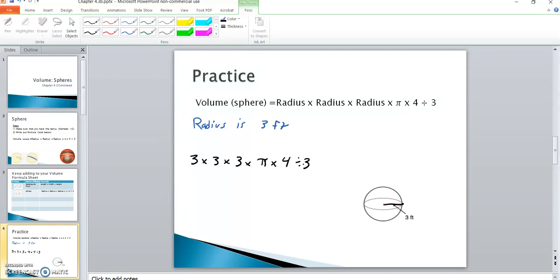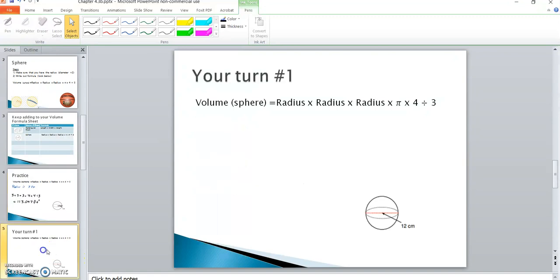So go ahead and put that into your calculator. And you should get 113.097. And of course, at this point, we're going to look at our units, which is feet, and we have a little 3 on top because it's volume. All right, let's move on to our next one.